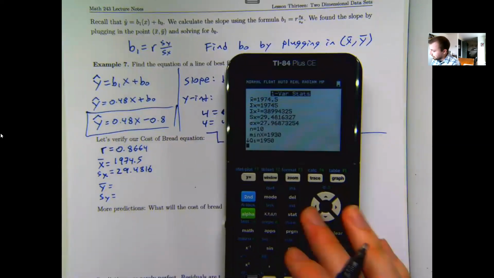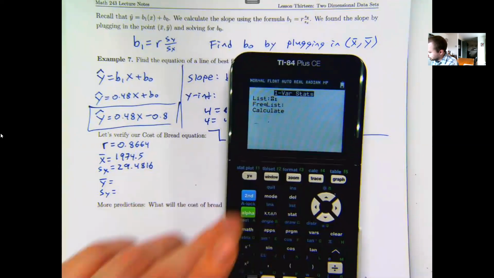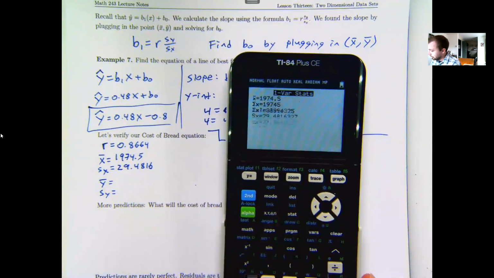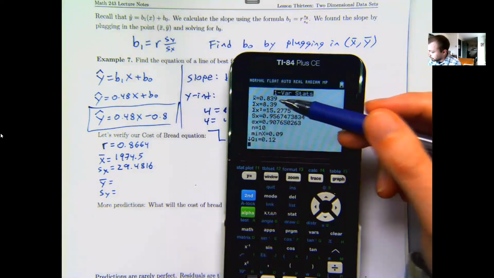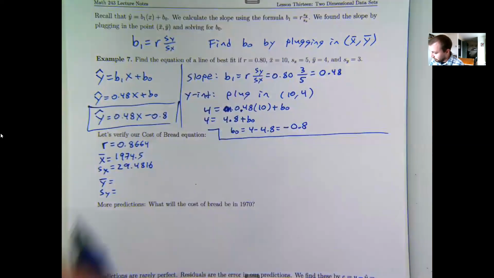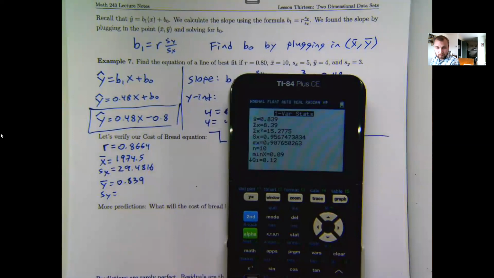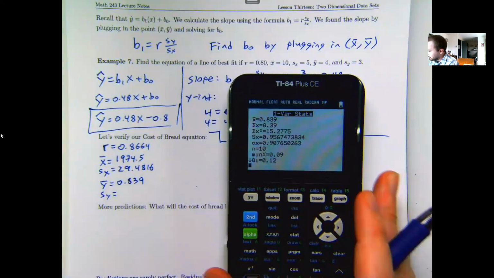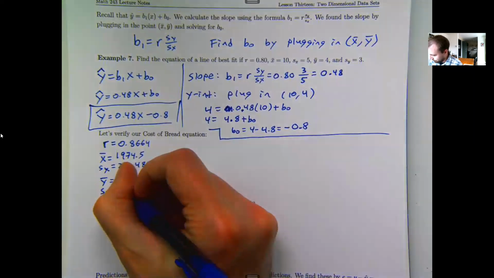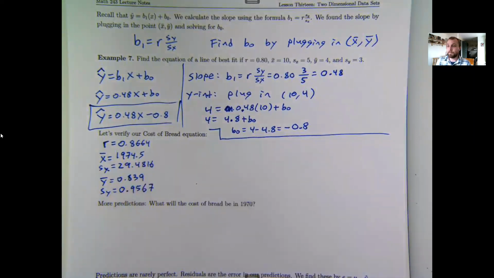If I did the same thing again here, Stat, Calculate, 1-var stats, but I hit second 2 to pull up L2, this will give me all of the information for the y values. So the average y is 0.839, and the standard deviation for my y is 0.9567 or so. Let me show you how to get the same thing using a TI-89 and also in Geogebra.